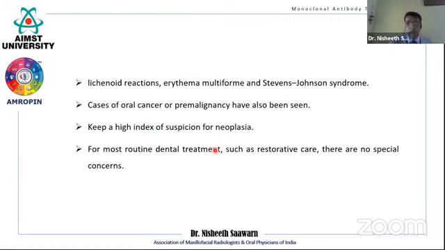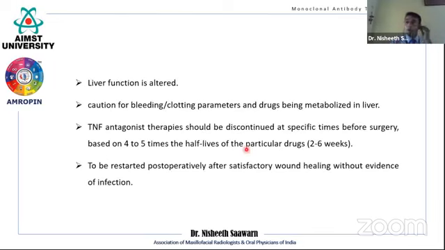You have to keep a high index of suspicion for neoplasia all the time you are seeing these patients in your clinic. But for most routine dental treatments such as restoration, some aesthetic work or orthodontic work, there is no specific concern. You can always carry on. Just examine, inform the doctor, talk to his doctor. You can carry on with your restorations, your aesthetic build-up, your smile designing, or orthodontic treatment. But when it comes to invasive treatment, then there is a problem. Why is the problem there?